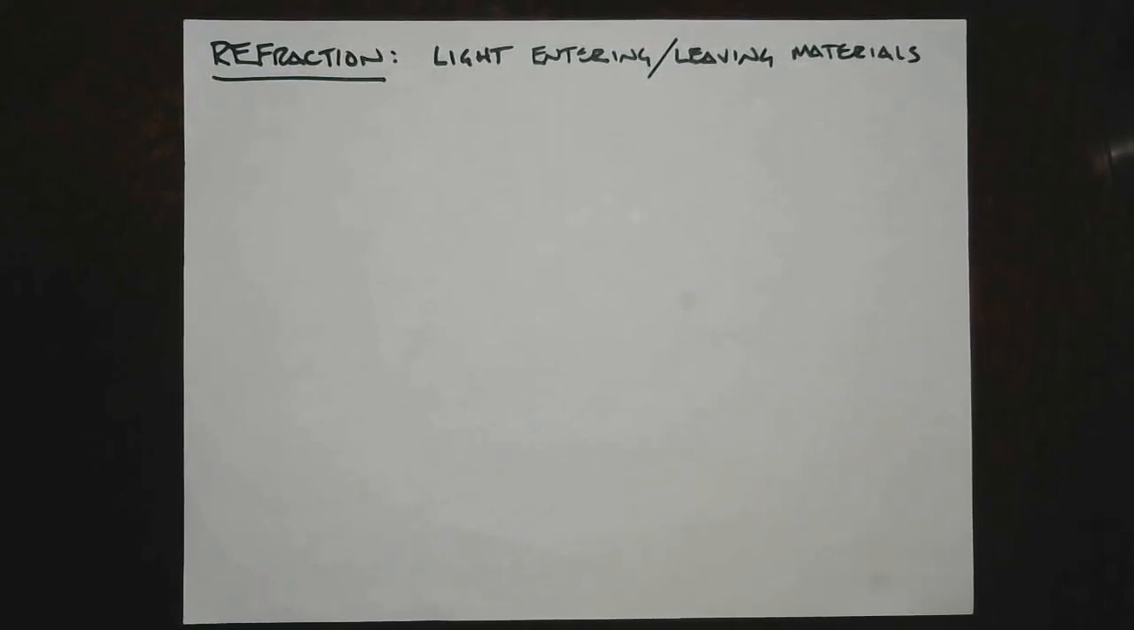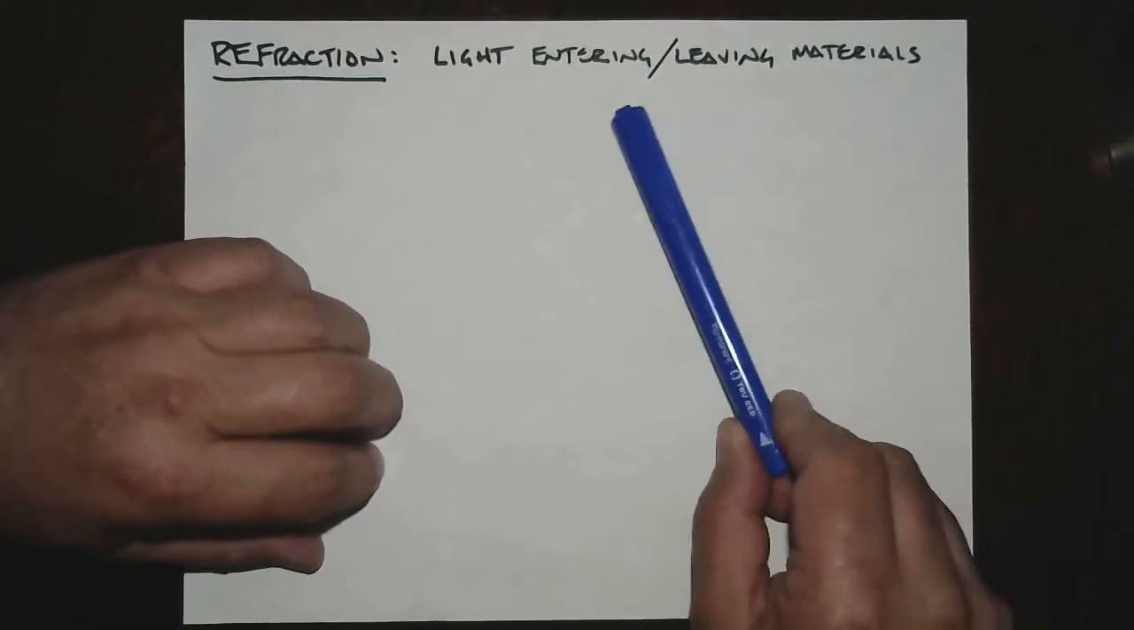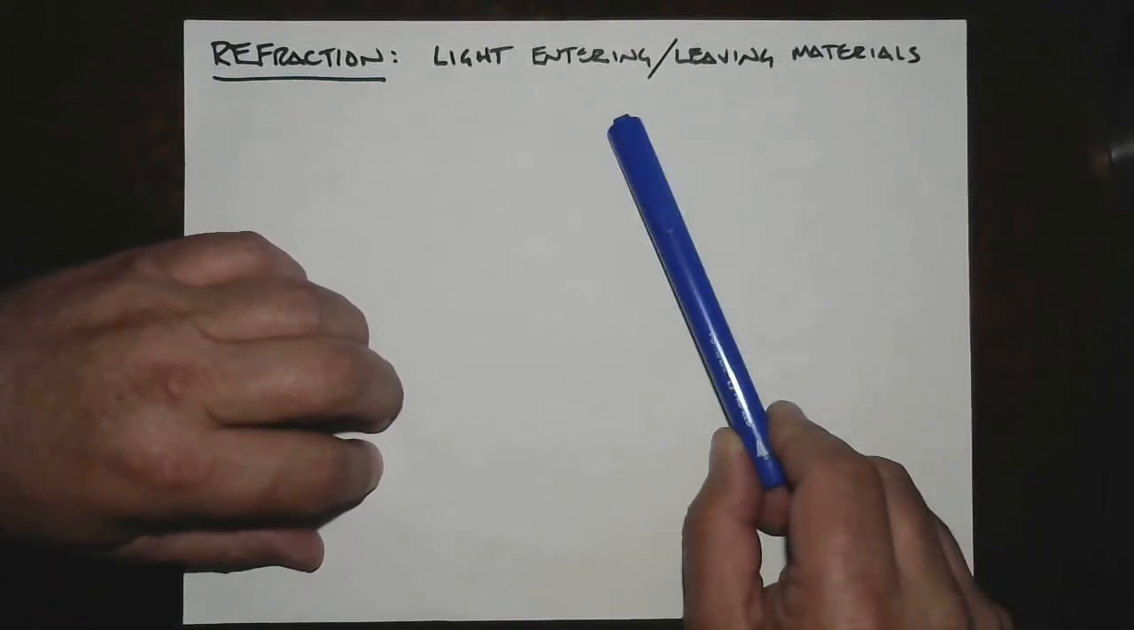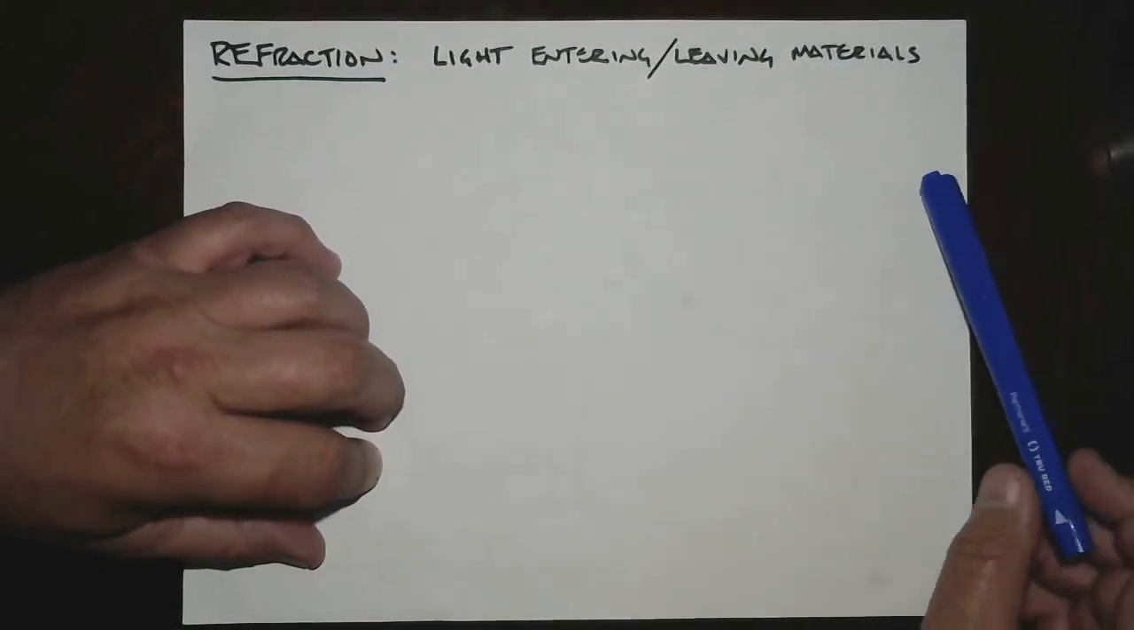Good morning. Today we finally get to talk about refraction. Refraction, not reflection, but refraction is when light enters or leaves a material. And this material obviously would have to be a material that allows light to travel in it, something that we would call transparent or at least translucent.